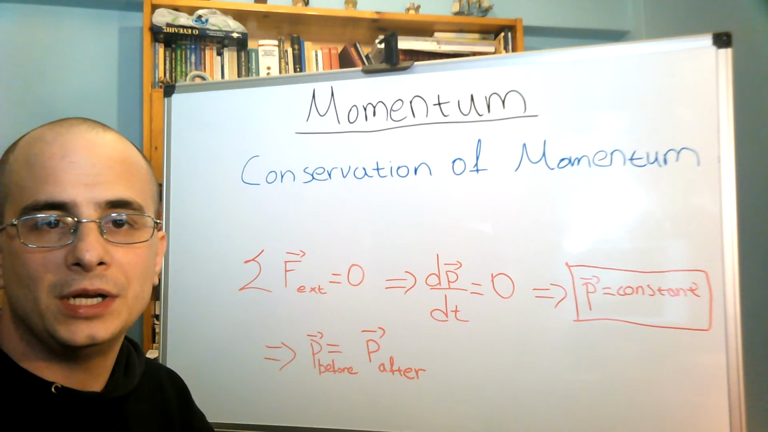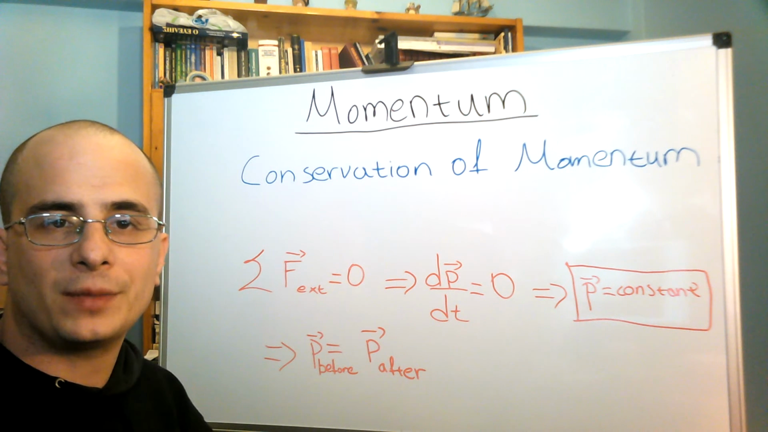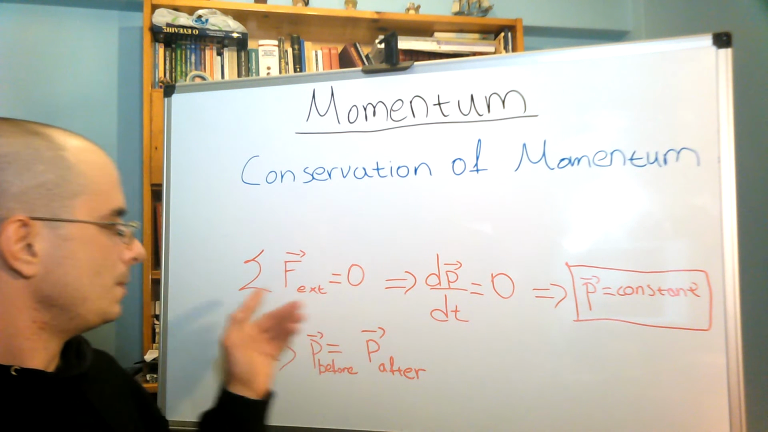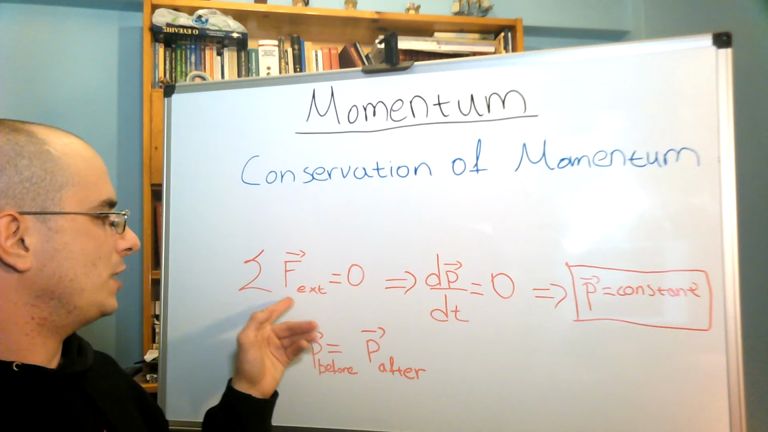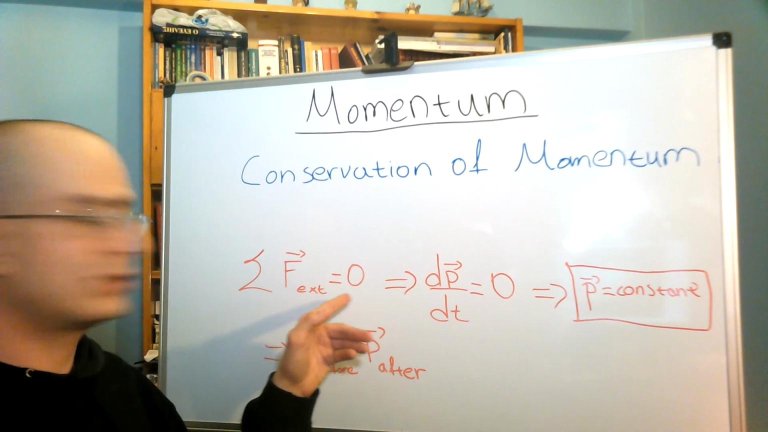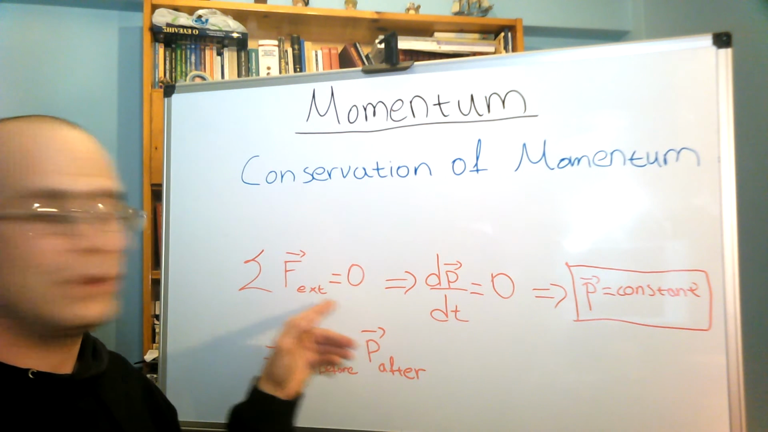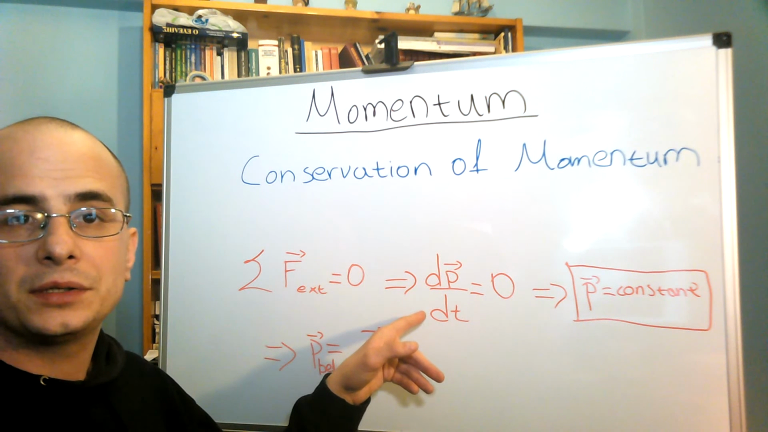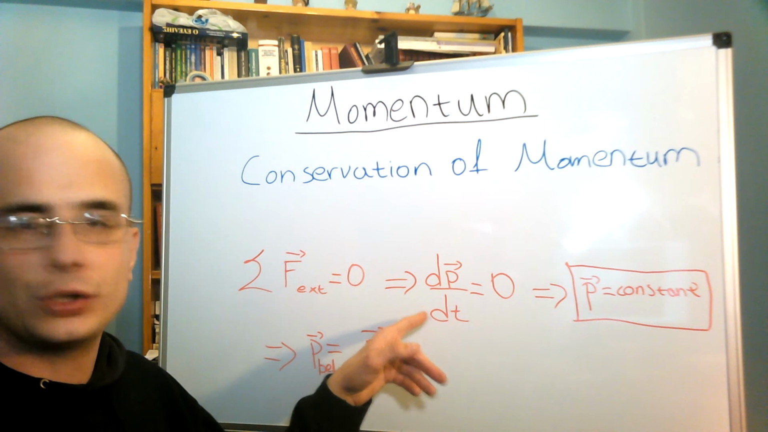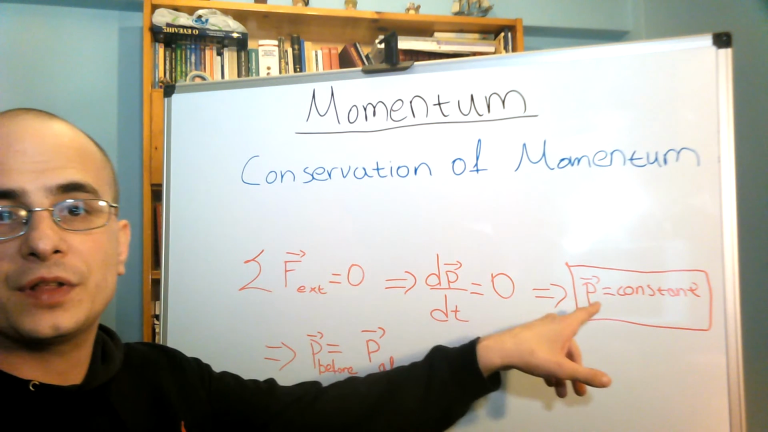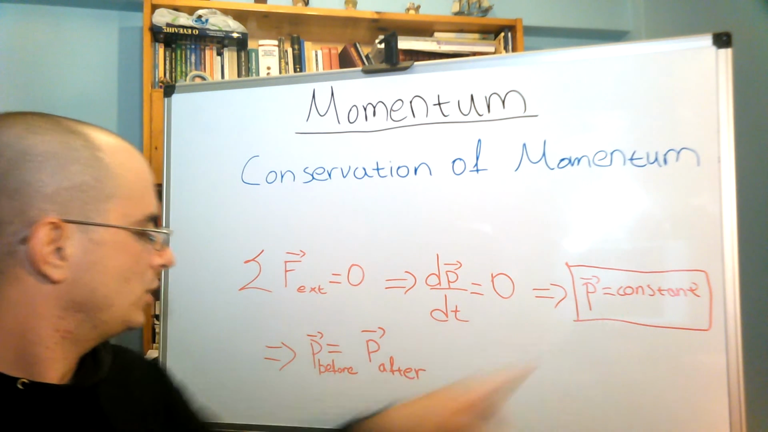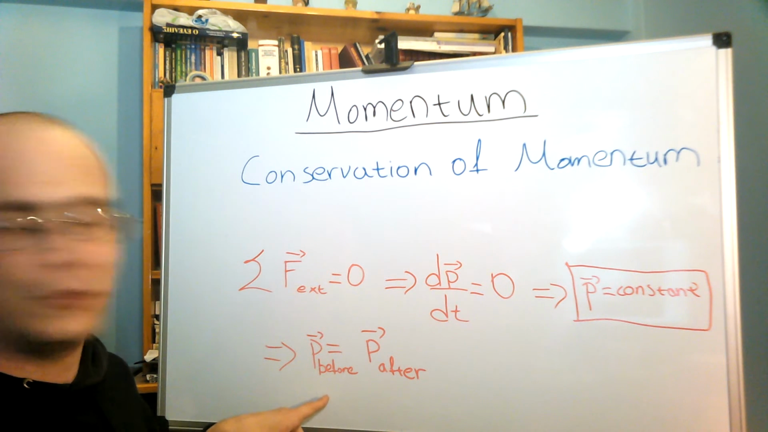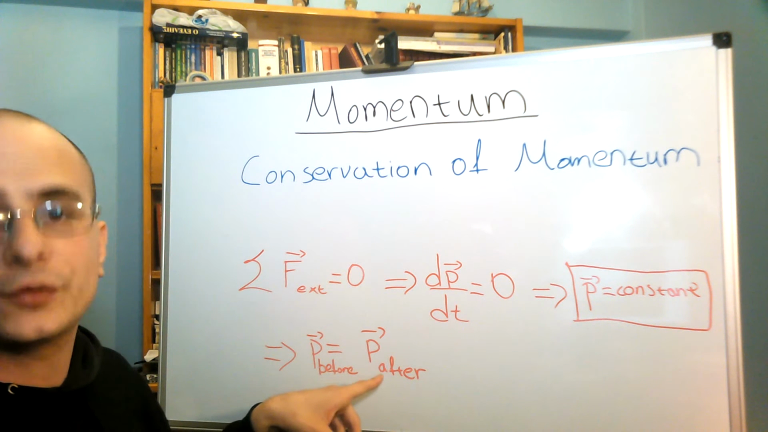What does that mean? Here on the whiteboard we have the mathematical formula, which I'm going to explain. If the total external forces are zero, which means that the system is isolated, the change in momentum is also zero. That means that the momentum is constant. So the total momentum before is equal to the total momentum after the collision.